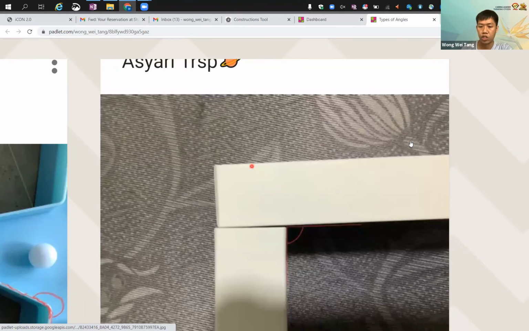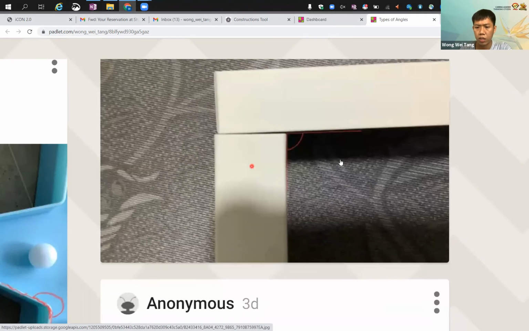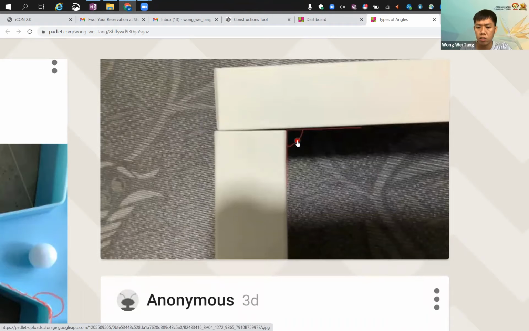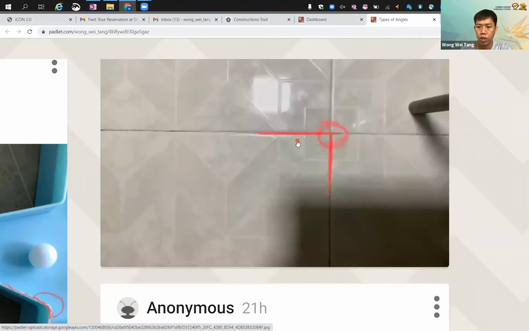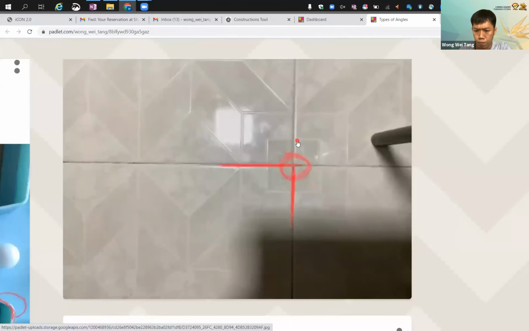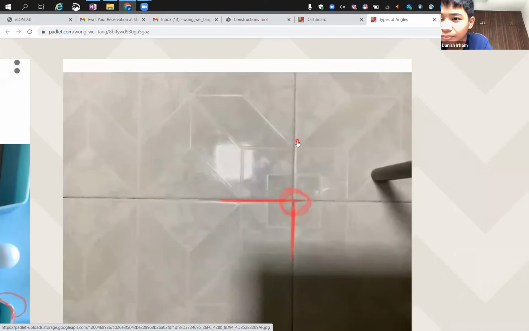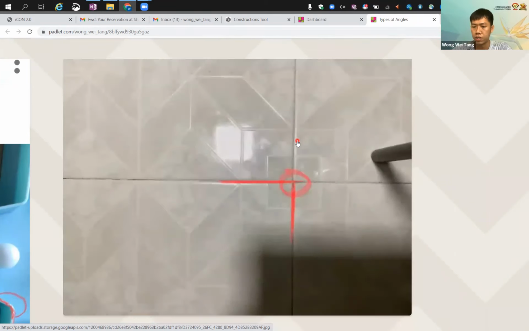Next angle, Ashari. Looks like he joined two items. So 90 degrees, very nice. Shazwan, same, window grill. Shabil, floor tile. What do you all think of this? Danish. Danish, are you here? Yes. Danish, what do you think of Shabil's photo over here for 90 degrees?